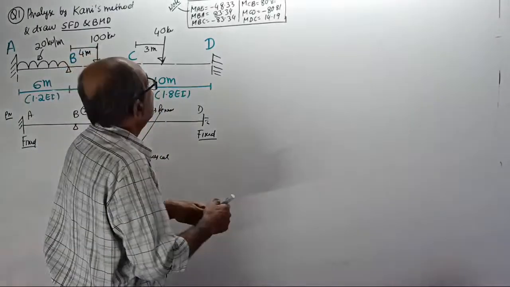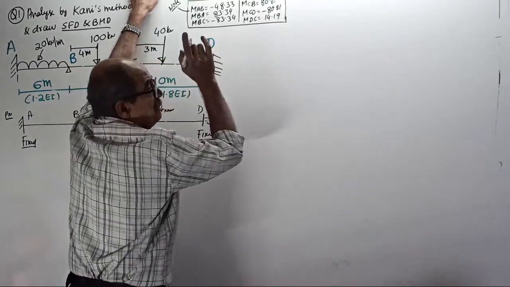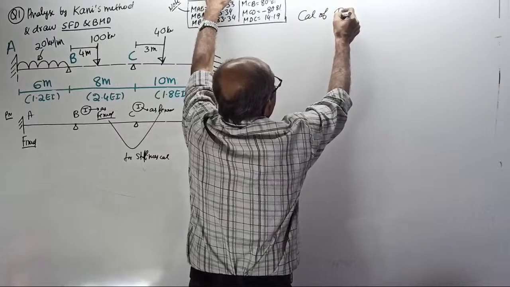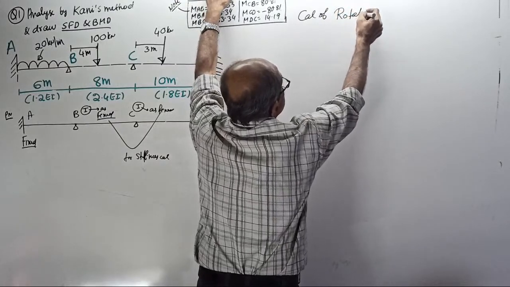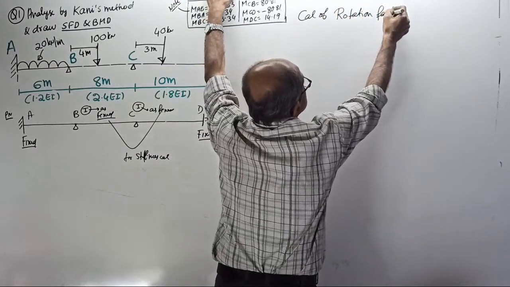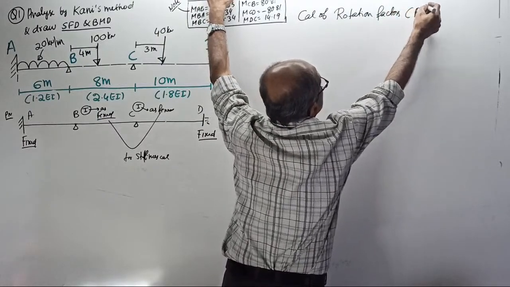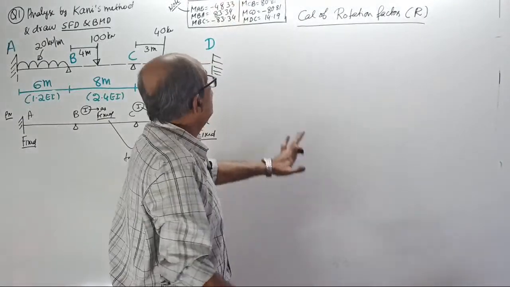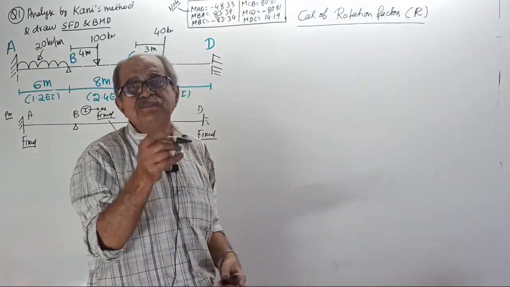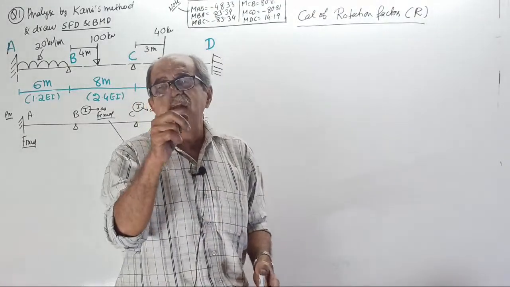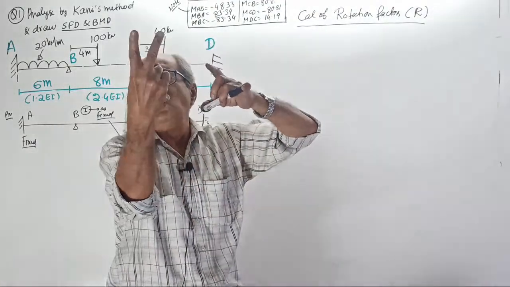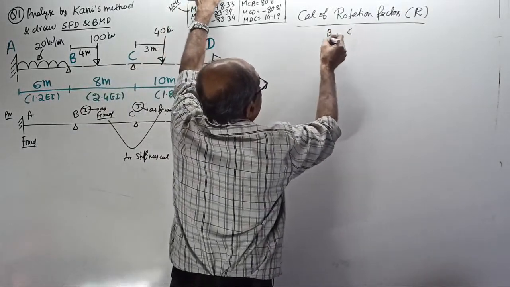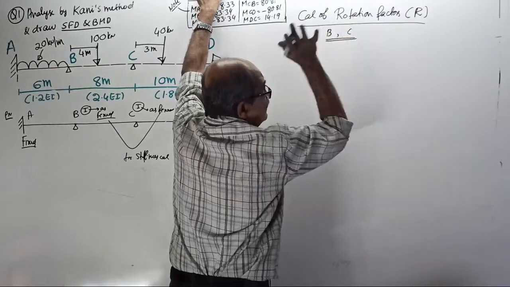Okay, start. Now, first step. First write a note: calculation of rotation factors. Rotation factor, symbol is R. It is the same as distribution factor. Now, you find the rotation factor at every joint having at least two members. One joint is B, the other is C. You require it at B and C.